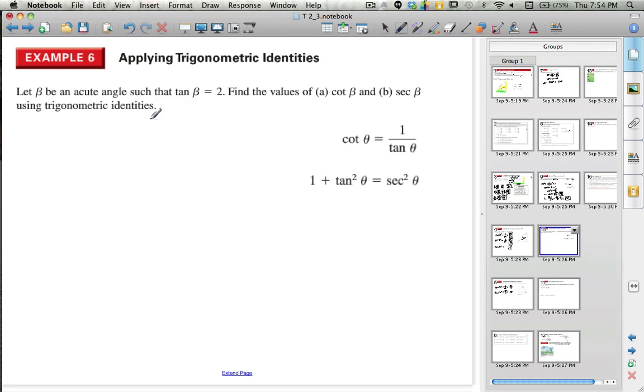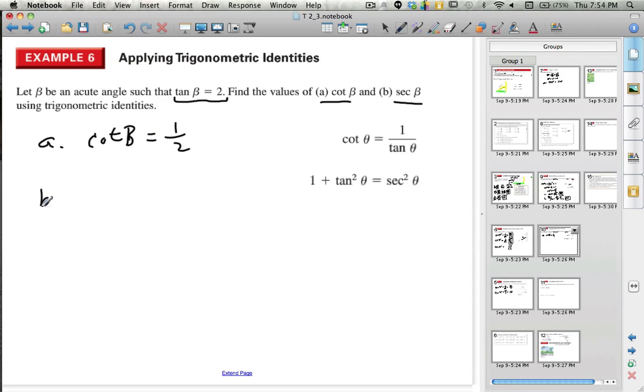Here's another problem where they're telling me that tangent of b is equal to 2, and they want me to find cotangent of b and secant of b. Well, cotangent of b is easy. I know that the cotangent is 1 over the tangent. So the cotangent of beta is going to be equal to the inverse of 2, which would be 1/2.